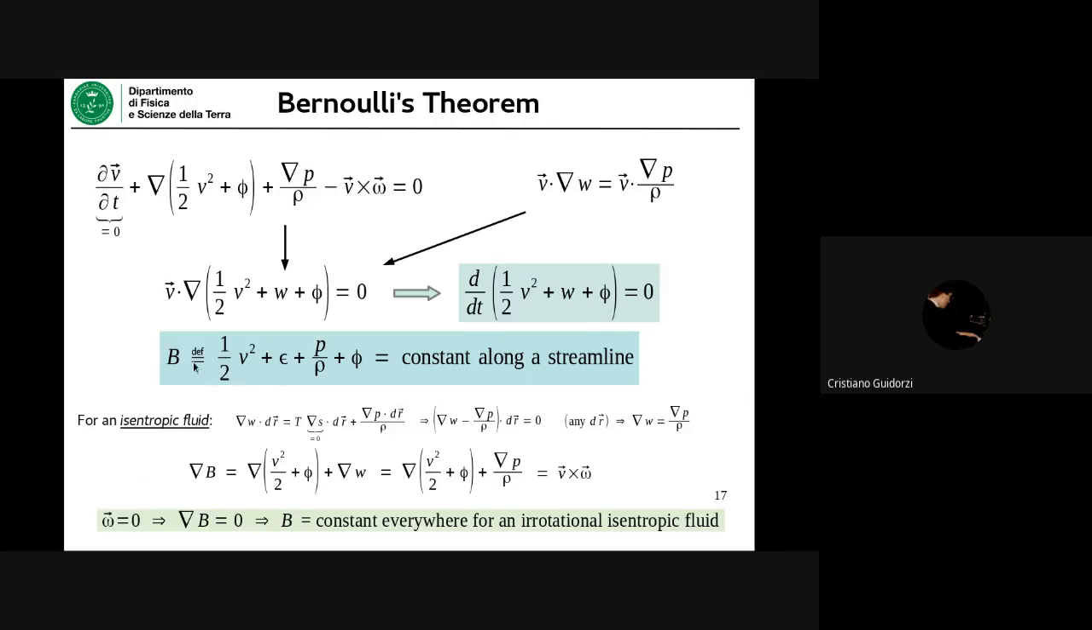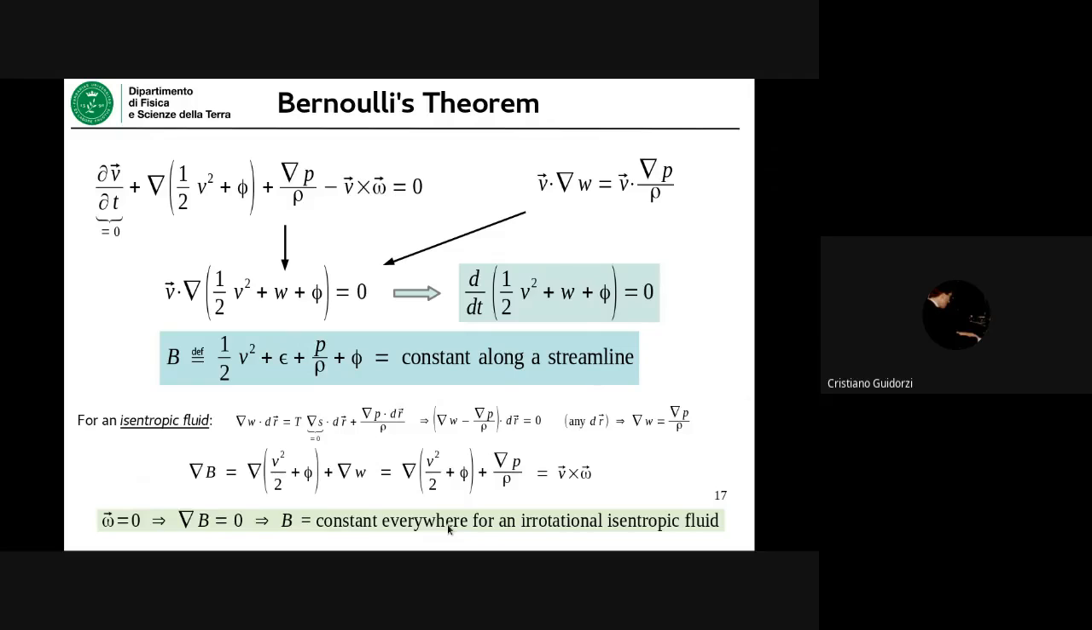So it means that not only does entropy have the same value at every point, but this holds true also for B. So this quantity is the very same. We already know that it's constant along a streamline, but it could have different values for different streamlines. No, in this case, it's the very same value for every different streamline.